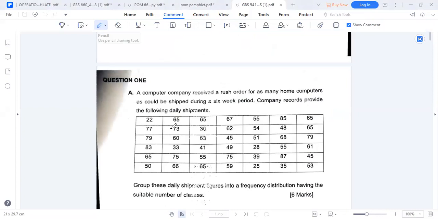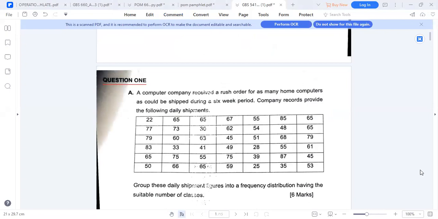So the first question here says a computer company... we're looking at grouping the data in the classes, where it says a company received a rush order for as many computers as could be shipped during a 6-week period. The company records provide the following daily shipments.